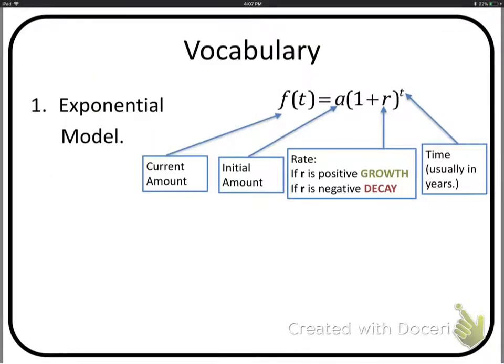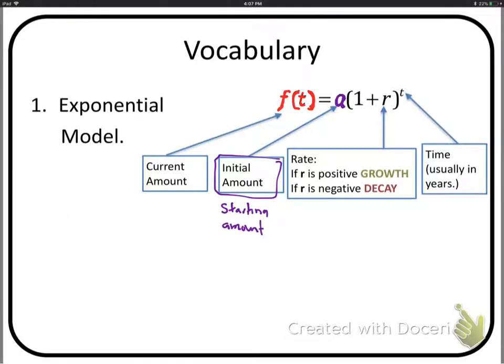So that formula we were talking about, our exponential model: f of t equals a times 1 plus r to the t power. This f of t is what we're going to be solving for. So if it says in a certain amount of years, what would the population be? This is going to be what the answer is. Now this a here is an important piece of information. A is our initial amount or our starting amount, however you want to look at this.